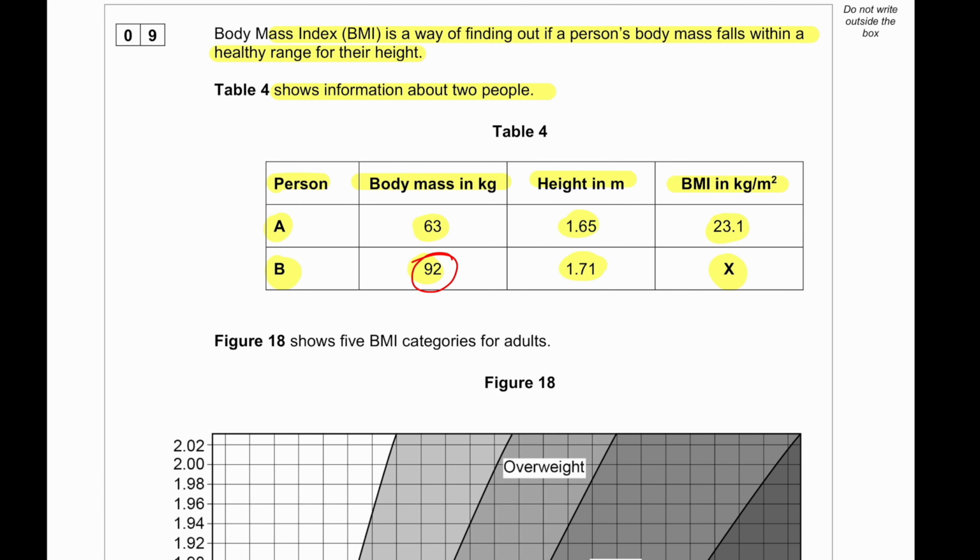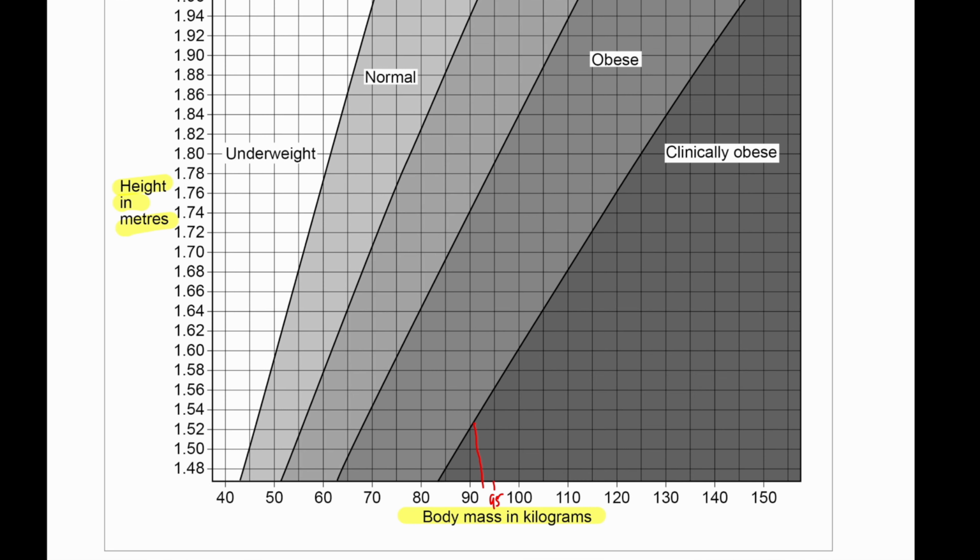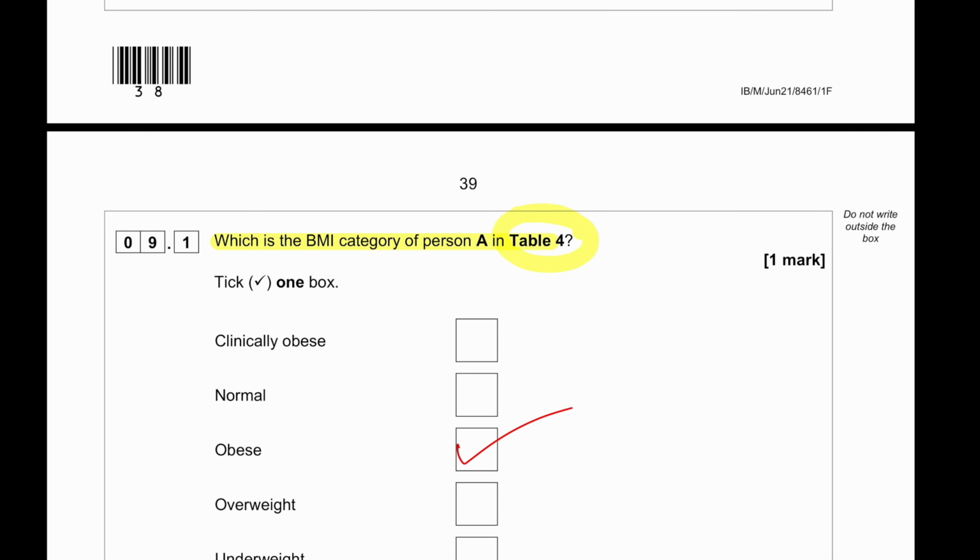Now the height is 1.71, so between 1.72 and 1.70, this is where it lies. So we would have to travel to where both of these lines meet. Okay, now both of these lines meet at a point where it says that the person is obese. So we will say the person is obese.